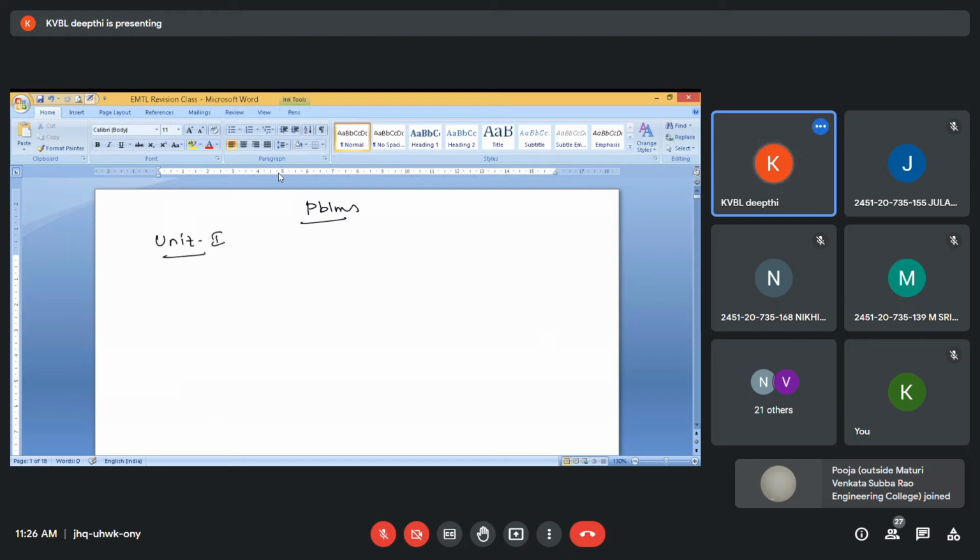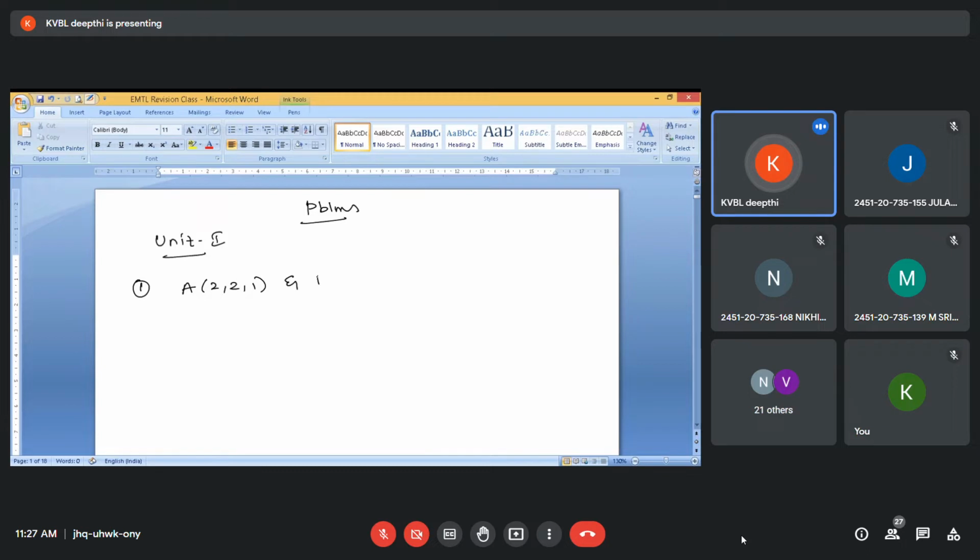We will be solving problems. Let us first solve the 2 marks or 3 marks problems. Suppose 2 points are given: a point A (2, 2, 1) and another point B (3, -4, 2). As we can directly understand, these are in the Cartesian coordinate system. You remember what the Cartesian coordinate system is? What are the coordinates for the Cartesian coordinate system? x, y, z, correct?